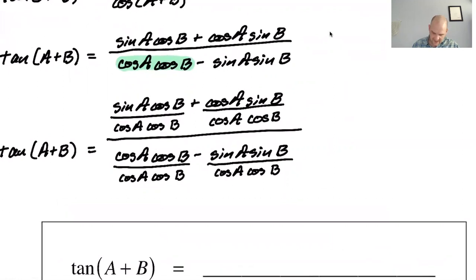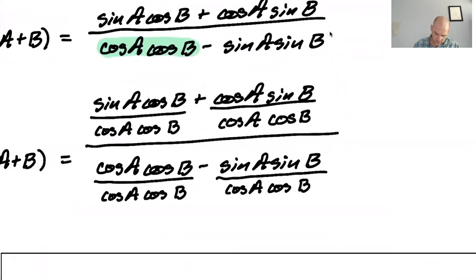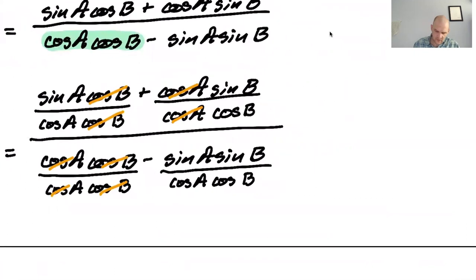There's a lot of stuff that cancels here, and I'm going to cancel them in orange. So here, I got cosine, cosine, gone. Cosine, cosine, gone. Here we have cosine, cosine, and cosine, cosine. And then here, we don't have anything that cancels. But what are we left with? In the first one, we are left with sine of A over cosine of A, which is just the tangent of A, and then a plus sign. And then we have sine of B over cosine of B, which is just the tangent of B.